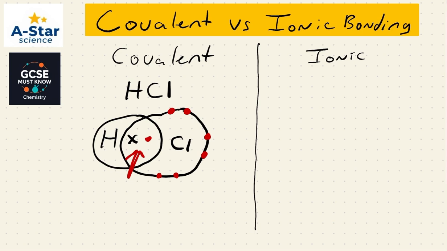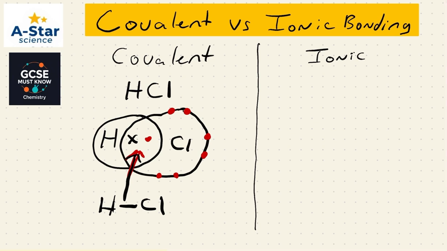And we could also do the same without the dot and cross. But this bond represents 2 electrons being shared. So this is covalent. And you'll see a lot of different examples of this, for methane and for oxygen.